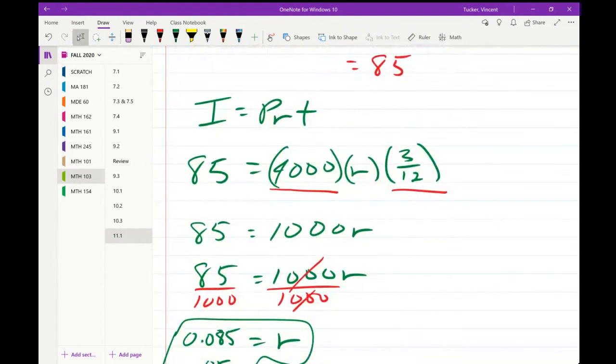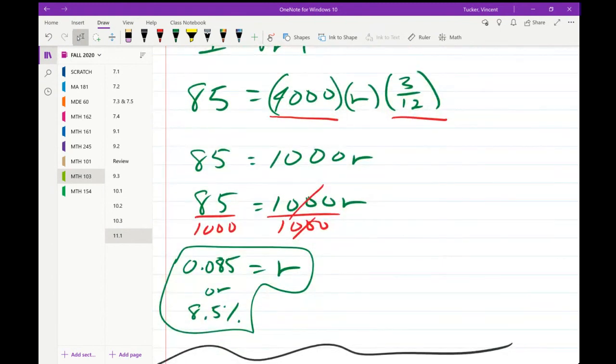Then I can divide both sides by 1,000 to get R by itself. The 1,000s on the right cancel. On the left, 85 over 1,000 is 0.085, or 8.5%. Whoever assigned it will let you know what form they want the answer in. Questions? Any questions on anything?